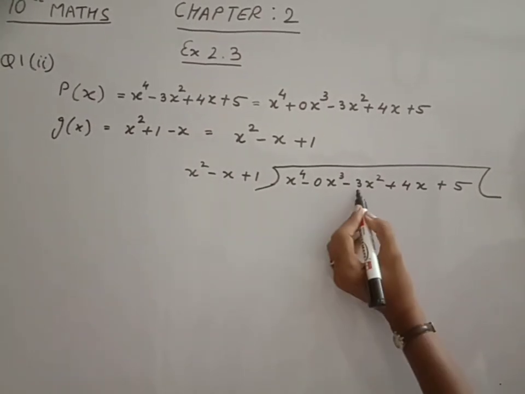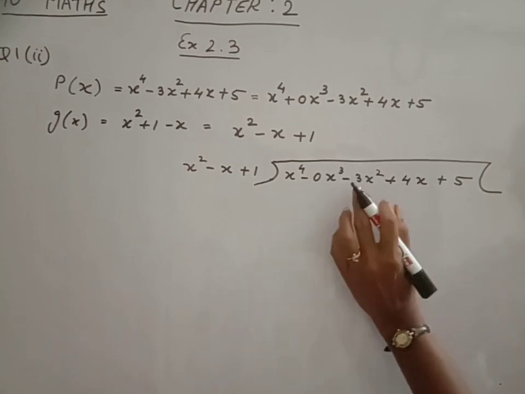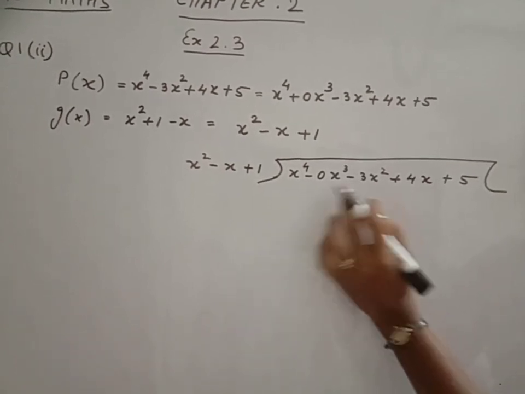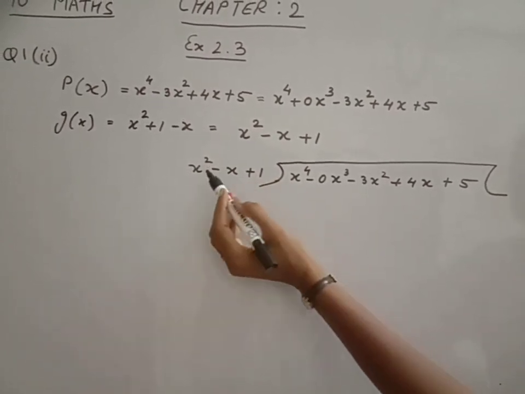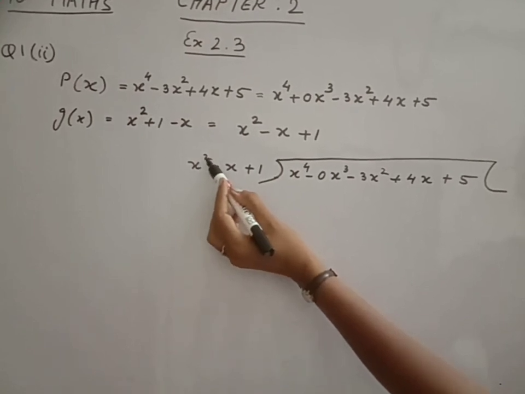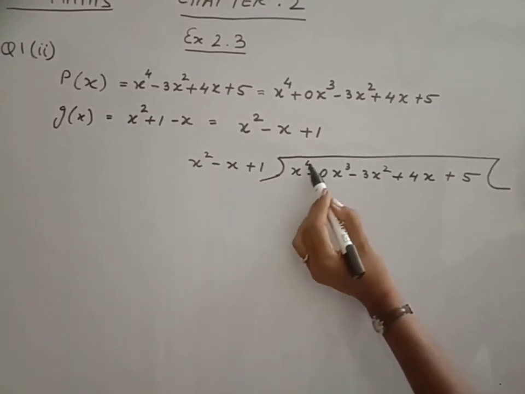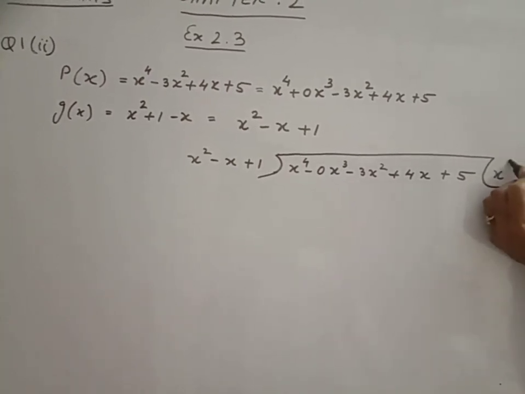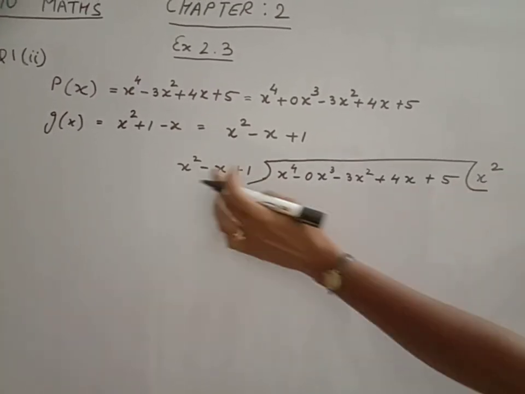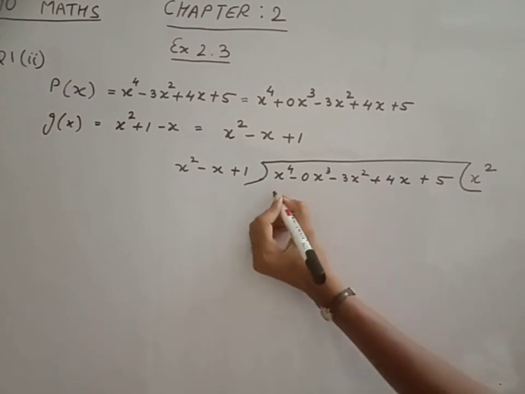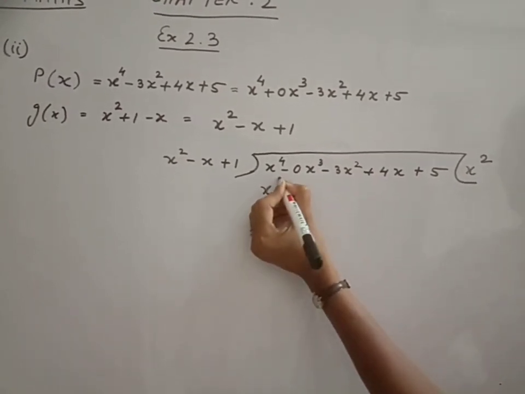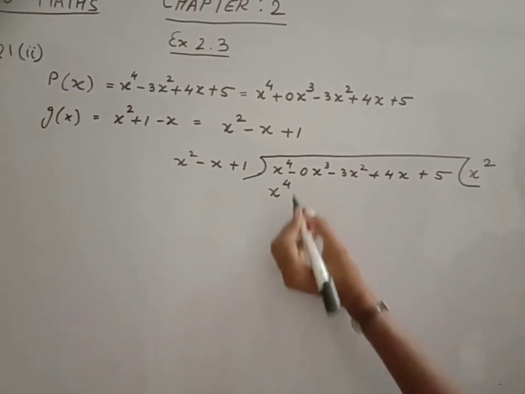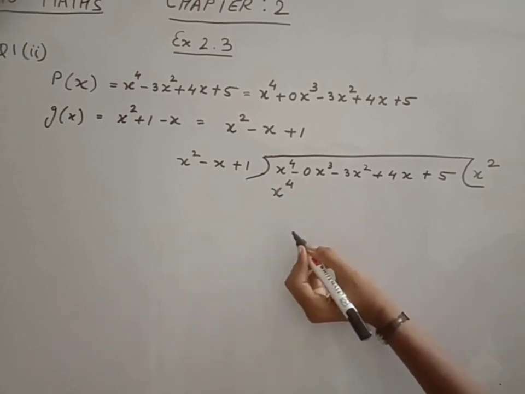Divisor, dividend, we have to divide this Px by Gx. What should be multiplied to x square to get x raised to 4? The answer is x square. X square into x square is x raised to 4. So I will write x raised to 4. Okay, so the first term is same now.